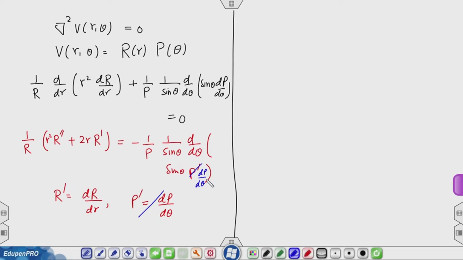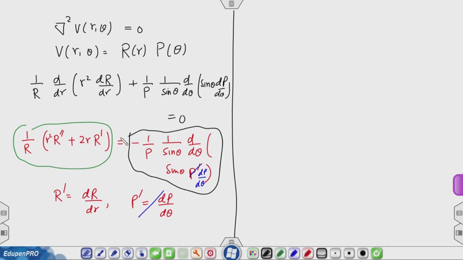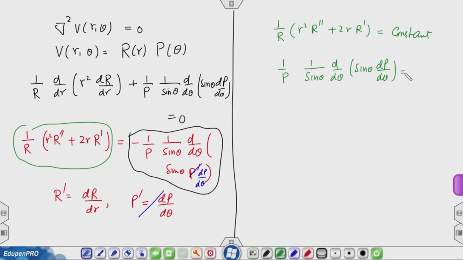And now, the left hand side is a function of r only, the right hand side is a function of theta only, and therefore, both of them should be equal to a constant. So, what I am going to have is that 1 over R, r square R double prime plus 2r R prime is equal to some constant, and 1 over P, 1 over sine theta d by d theta of sine theta dP d theta equals minus this constant.